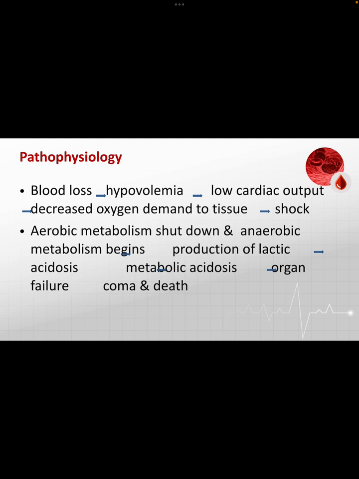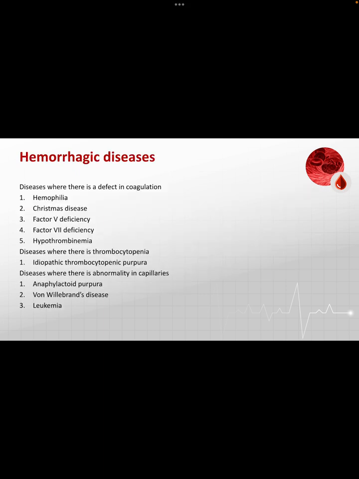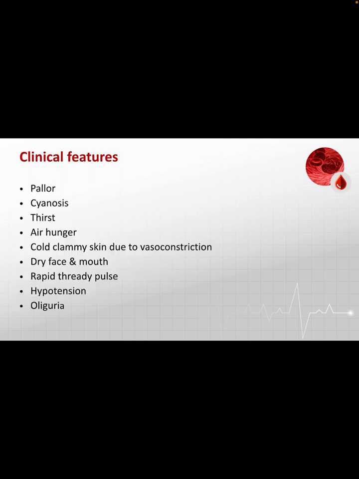Coming on to the pathophysiology of blood loss, when there is blood loss, hypovolemia will happen. As we discussed, there will be lowering of cardiac output and decreased oxygen delivery to the tissues, which can lead to shock. This situation will lead to anaerobic metabolism and production of lactic acid within the muscles, which can lead to organ failure and death. And there are different hemorrhagic diseases such as hemophilia, Christmas disease, factor 5 deficiency, factor 7 deficiency and so on.